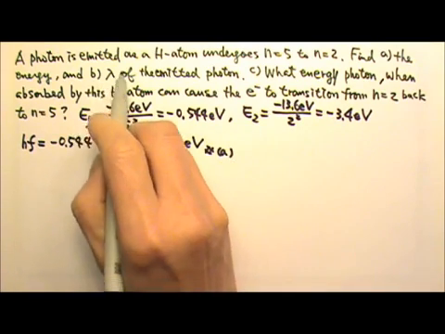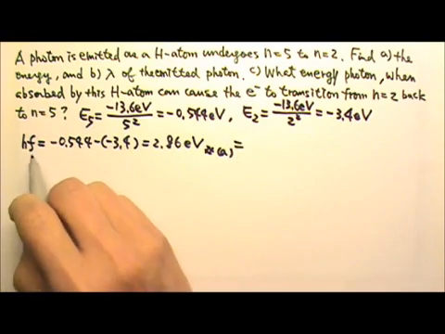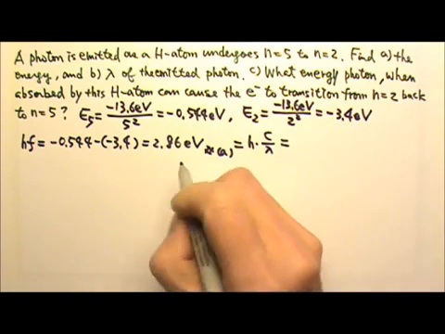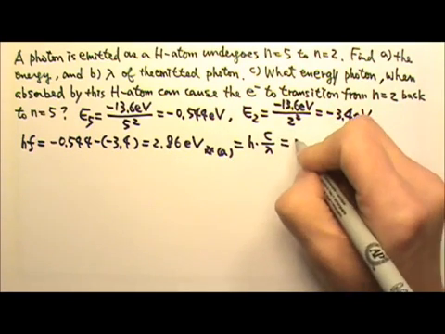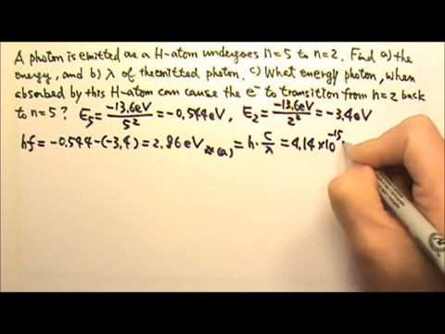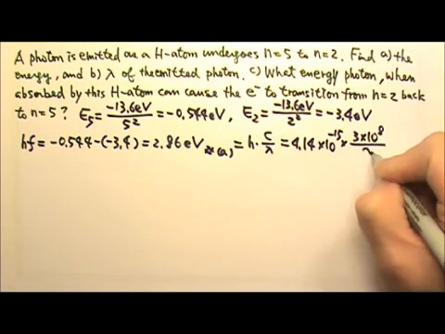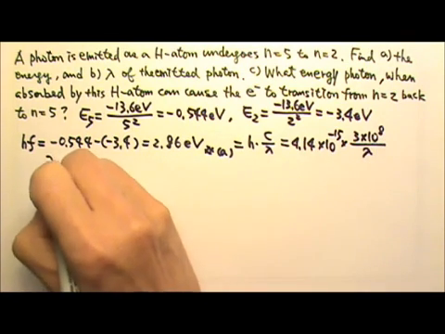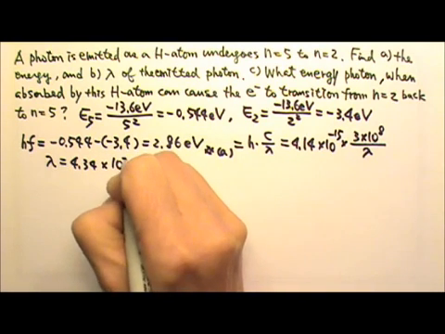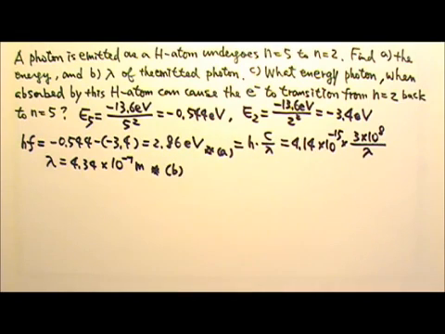But then we also want the wavelength of the same photon. So this equals hf, which is h times c over lambda. I'm using eV here, so I need the h to be 4.14 times 10 to the negative 15th. The c is 3 times 10 to the 8th, and this will give me a wavelength that is 4.34 times 10 to the negative 7th meter. And that's the answer for part B.